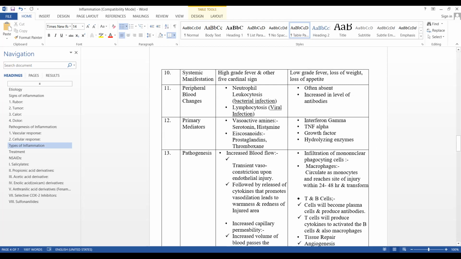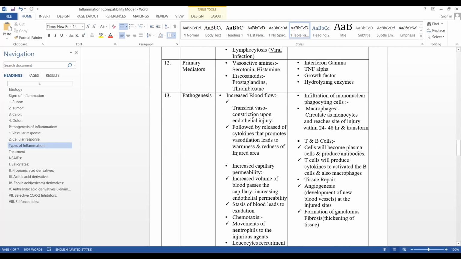Now, pathogenesis, as I discussed before: increased blood flow, transient vasoconstriction, immediately followed by vasodilatation. It causes swelling of the area. Transient vasoconstriction upon endothelial injury is followed by release of cytokinins, and that promotes vasodilatation, which leads to warmness and redness of the injured area.